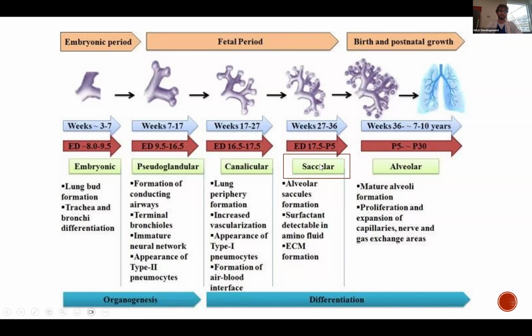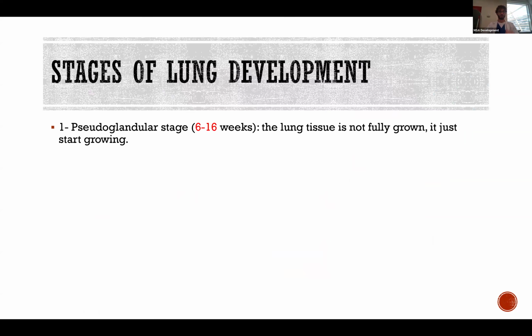The saccular phase is important because it's in this phase where we finally have surfactant. With this surfactant, once it happens, this is basically where the baby is able to live outside the mother's womb. It's at this stage, the saccular stage, where the baby is able to live outside his mother without depending on her oxygen. For those of you who like text, pseudoglandular stage, tissue is still not fully grown. It just started. You don't need to know this, just for you to understand.